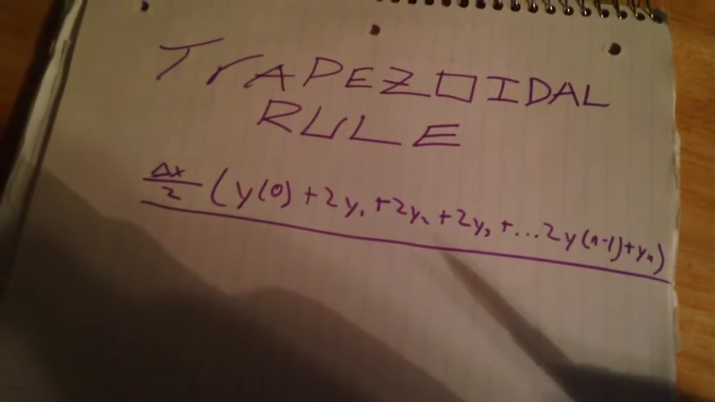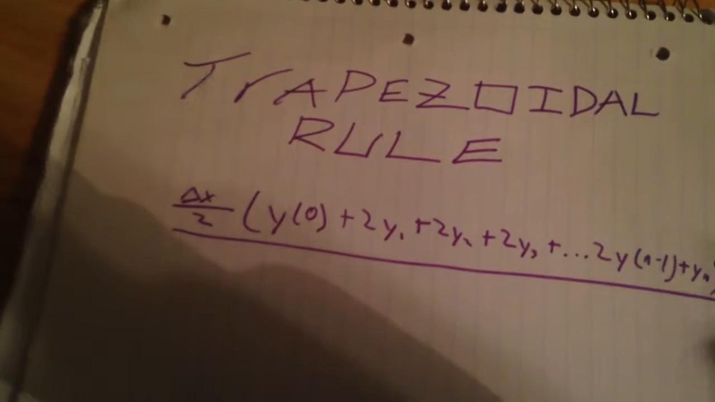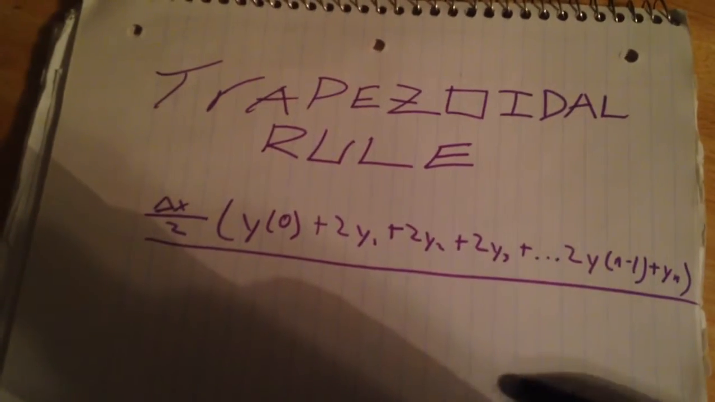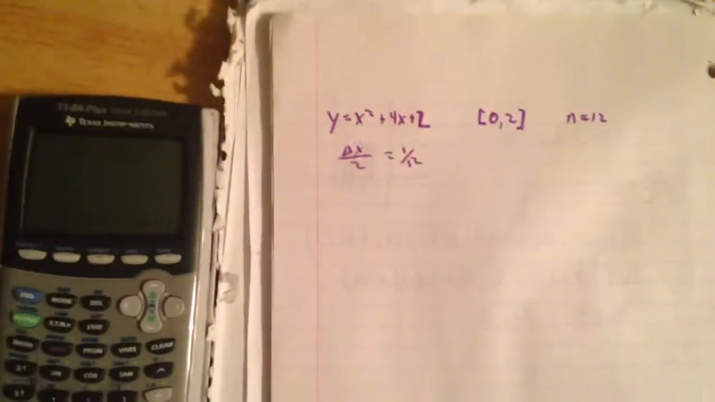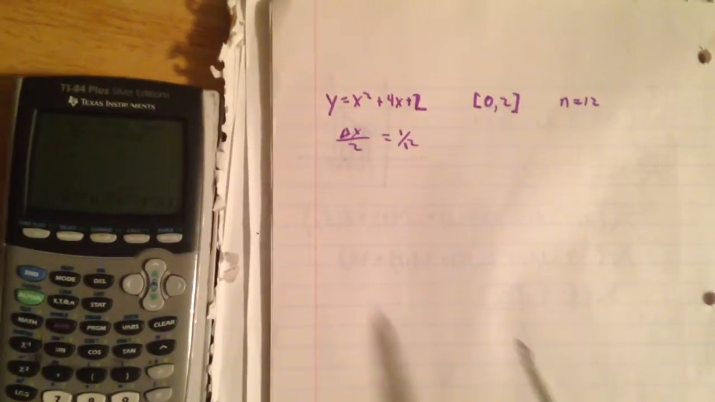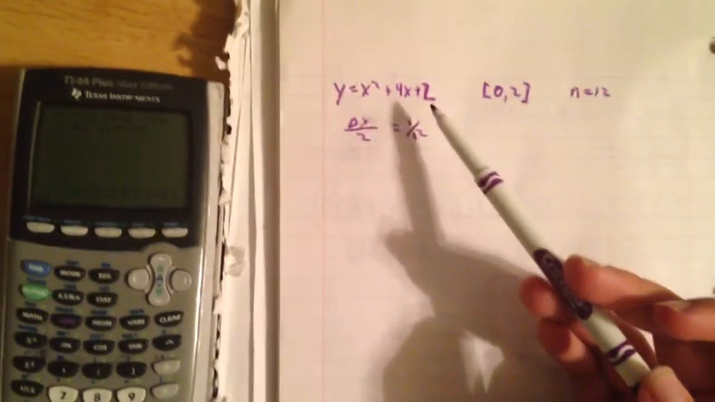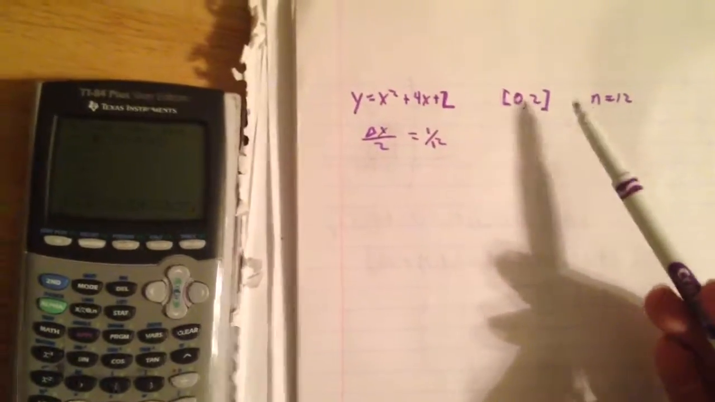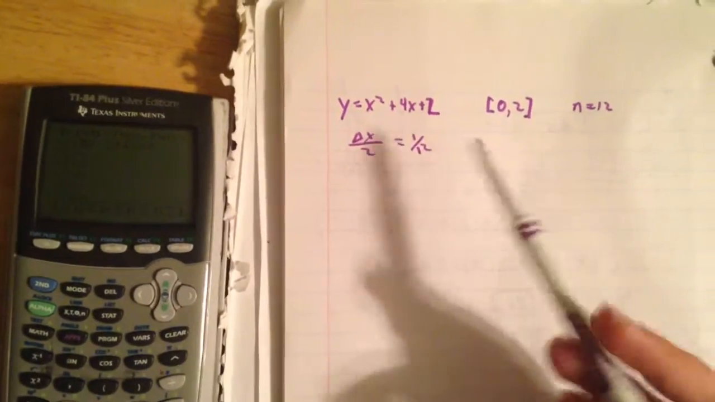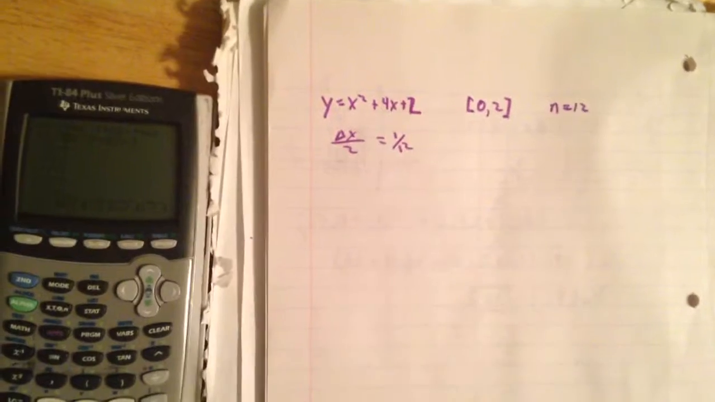And this rule can be applied to many other equations like this next more difficult one. Okay, now this is a much more difficult problem dealing with trapezoidal rule. Now we have y equals x squared plus 4x plus 2. The interval 0 to 2, or n equals 12. I've already found that delta x over 2 equals 1/12.